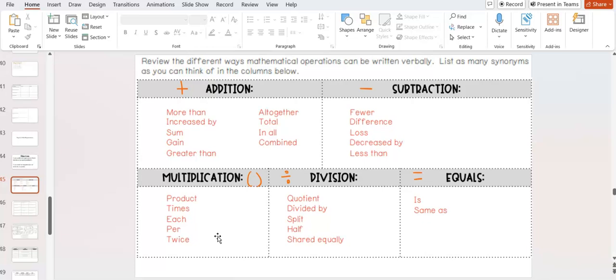If they say there were 5 chocolates per student, that means that you'll do 5 times the number of students, or everyone got 2 each, or they were twice the price, that's we would times by 2. And then division, quotient, divided by, split, half, or shared equally. And then for equals is or the same as.